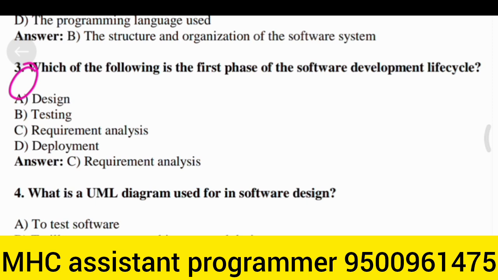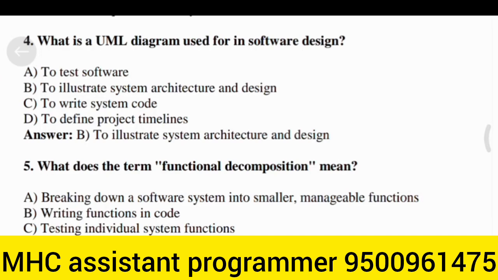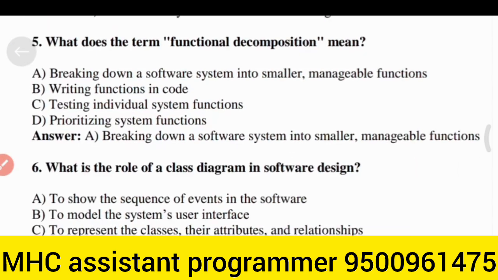Which of the following is the first phase of the software development life cycle? Option C, requirement analysis. What is a UML diagram used for in software design? Option B, to illustrate system architecture and design. What does the term functional decomposition mean? Option B, breaking down a software system into smaller manageable functions.